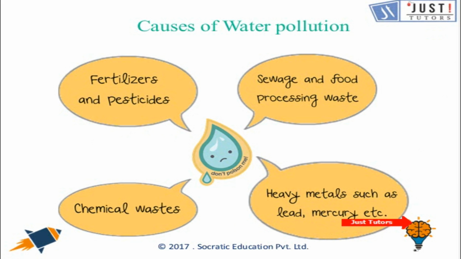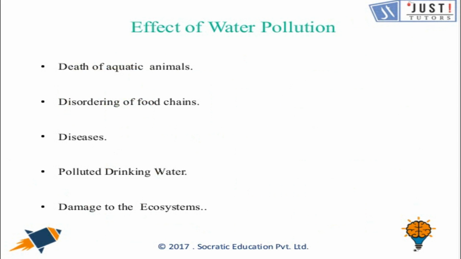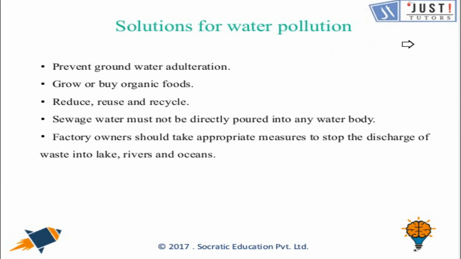Now let's talk about effects of water pollution. Well, the first one is death of aquatic animals, the disordering of food chains, many diseases, polluted drinking water, and the last one, which is damage to the ecosystem. So it's high time that we think about remedies for water pollution, and let's have a quick discussion about the same.